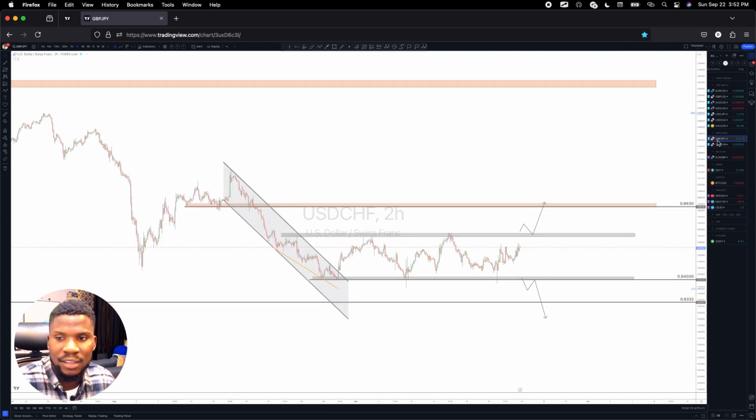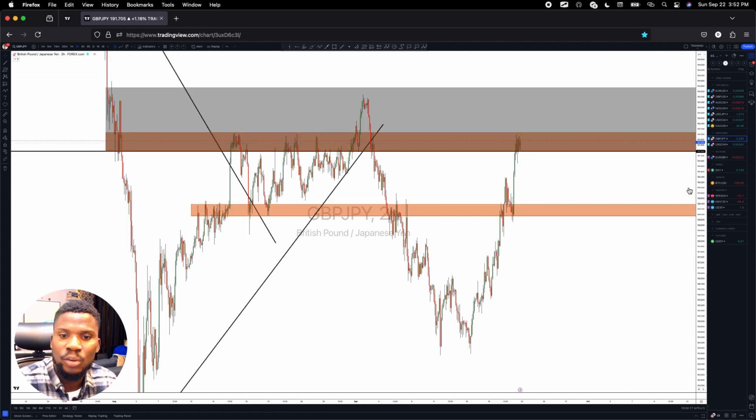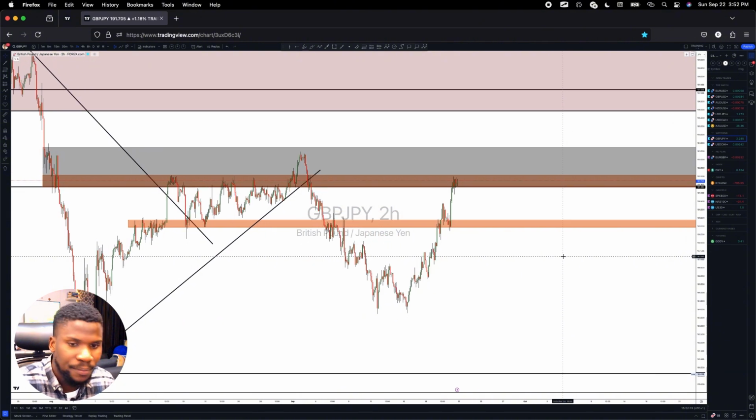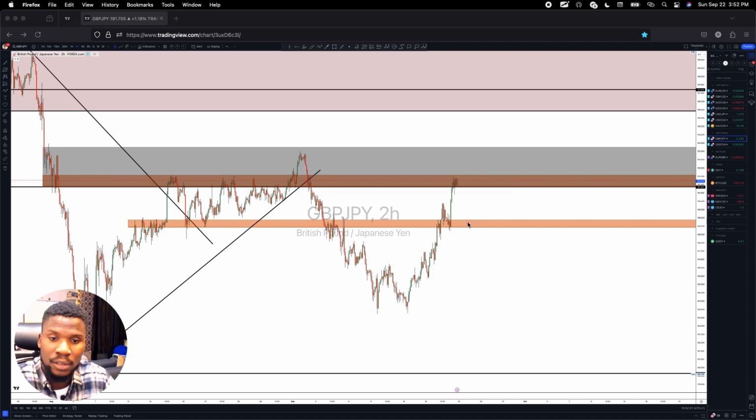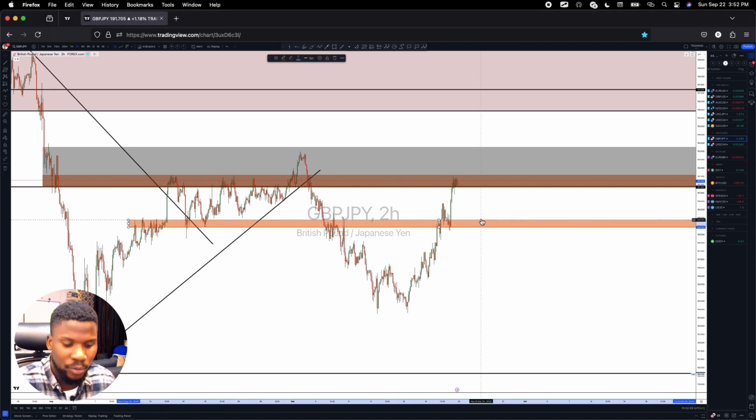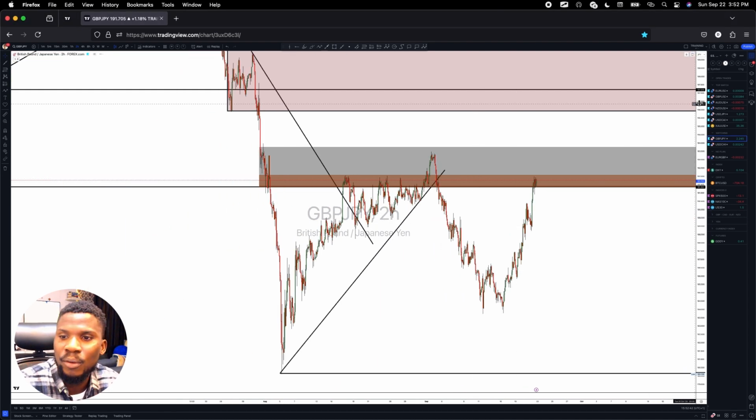Okay, and then lastly, GJ. So pound JPY is retesting the broken structure right here, as you can see, this particular top. Throughout last week, it was really raining to the upside on GJ. So it's retapping this area now. Is it going to drop? I don't know, but I'm watching it very closely. I would like to see what happens right at the top there moving forward.